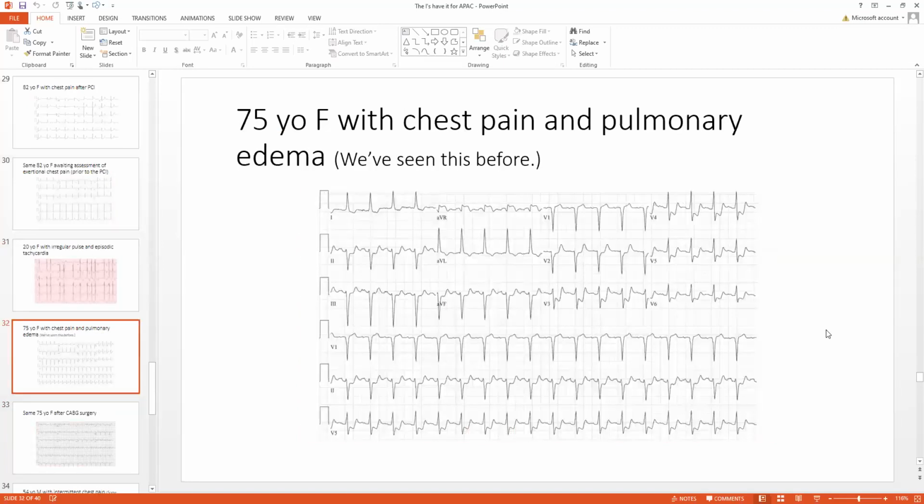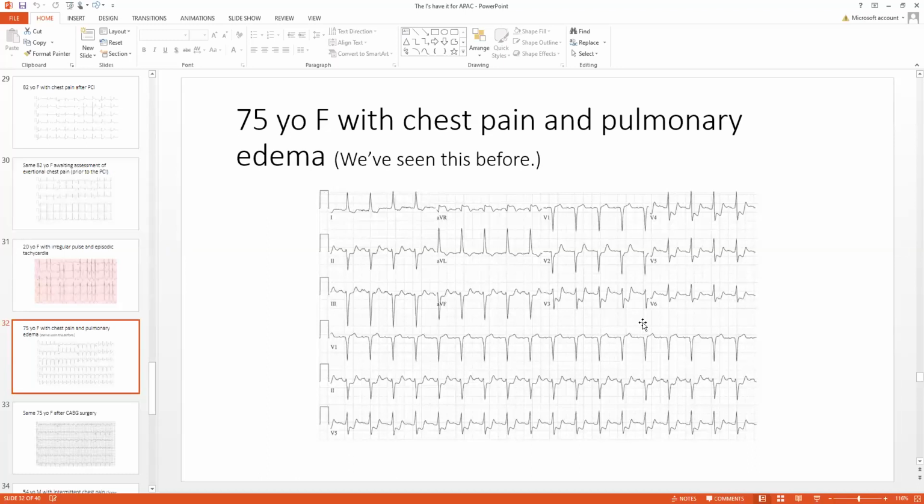All right, another case that we've seen before, but a different patient. 75-year-old female with chest pain and pulmonary edema. The last one we saw had dyspnea. Well, there's some remarkable tachycardia and some remarkable ST depression. And there's also remarkable ST elevation in aVR. Yes, this was left main trunk stenosis.